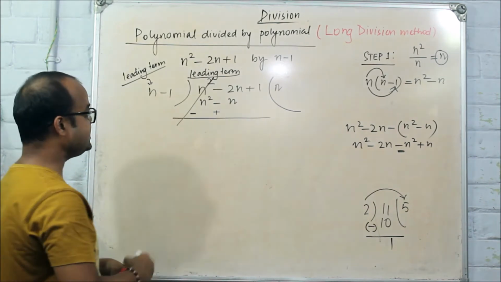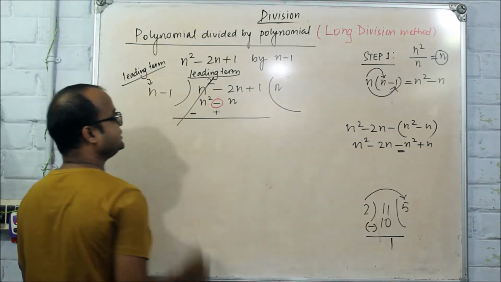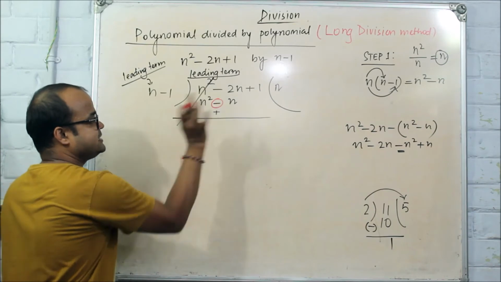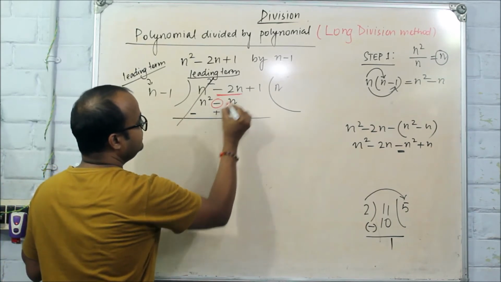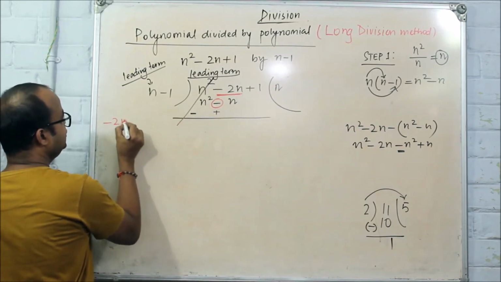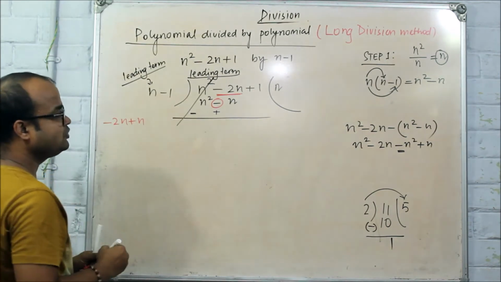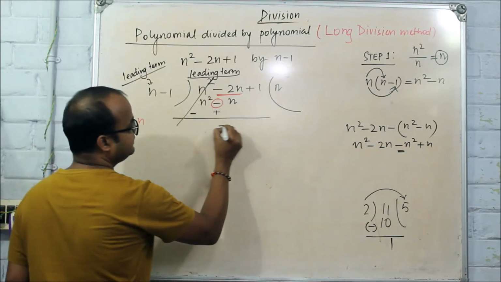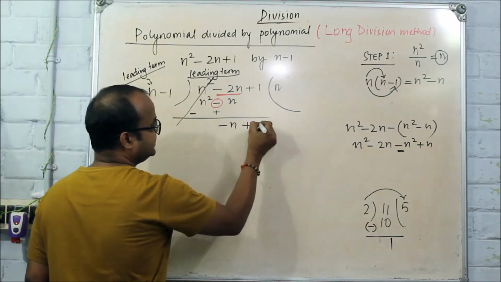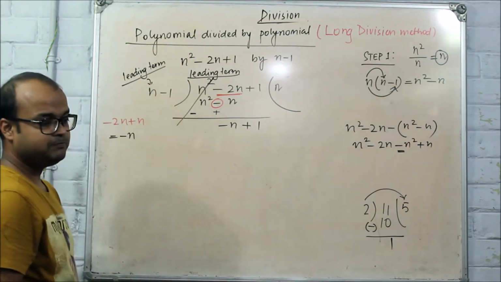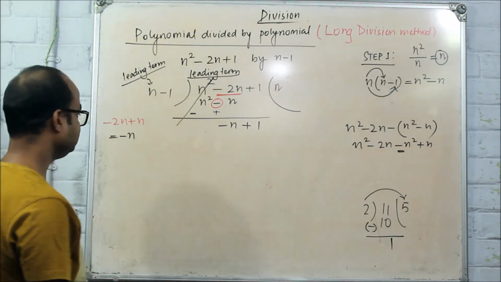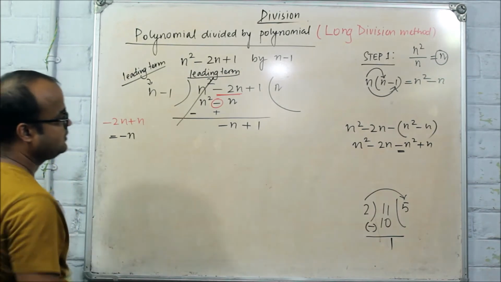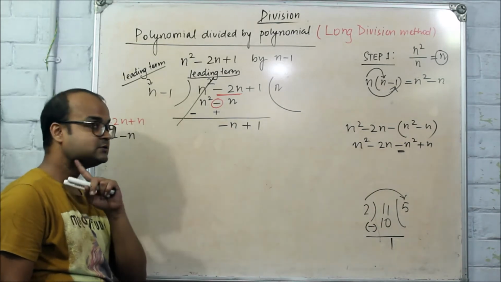Now this is minus 2n and this is plus n. Once you change the sign, forget about the old sign, because we are going to subtract. Minus 2n plus n. So this is equal to minus n. So we write minus n and then we carry down this term, plus 1. Minus n plus 1. Clear?